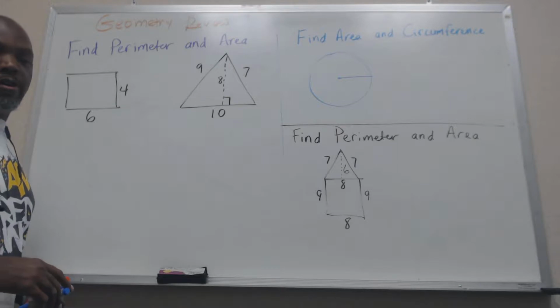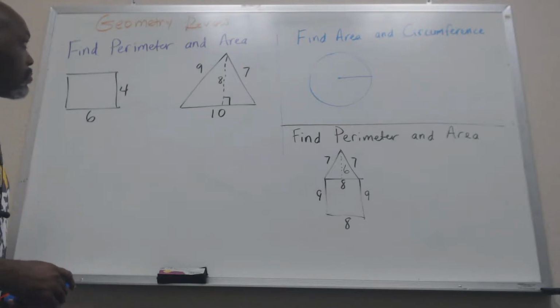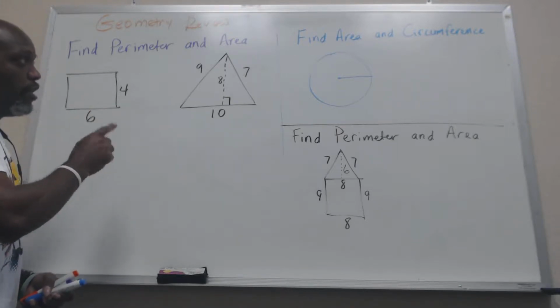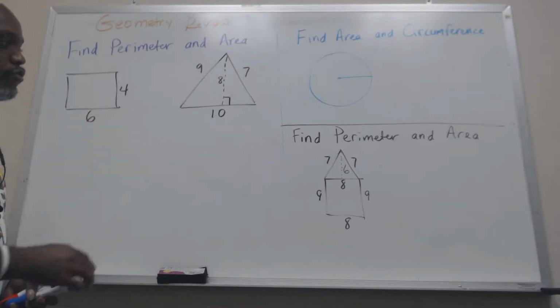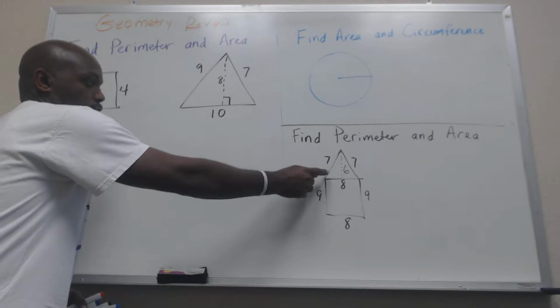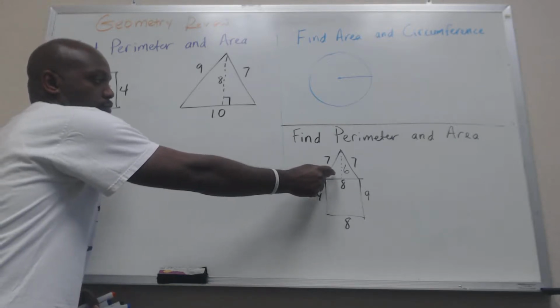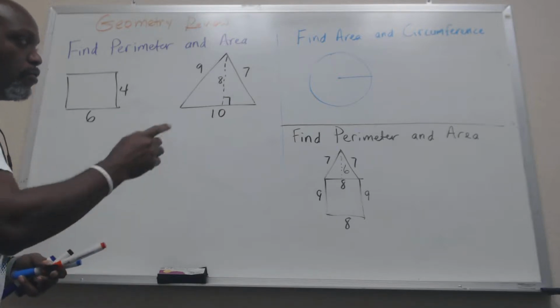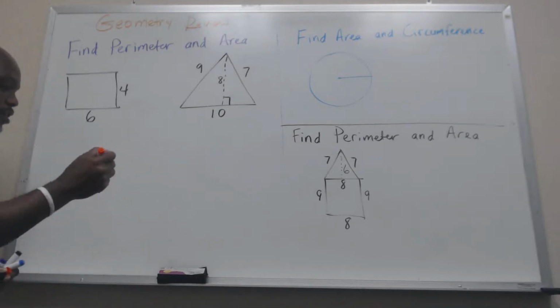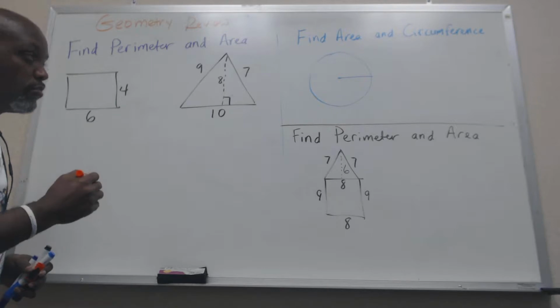We're going to continue our geometry review, and so we're going to talk about perimeter and area of a rectangle, a triangle, area and circumference of a circle, and then we're going to solve problems that have two different shapes in them, by finding the perimeter and the area. So one of the main things you want to know is the formula.